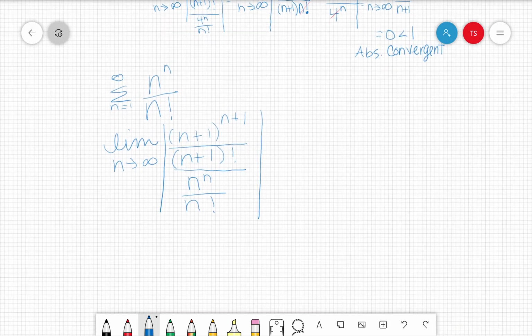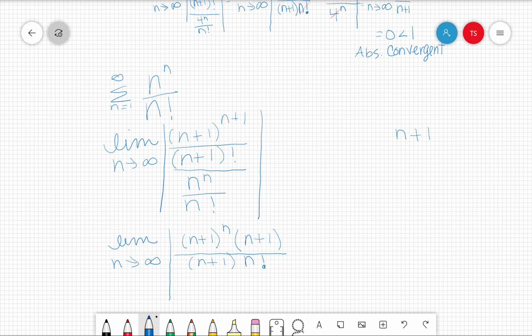And so this will give us the limit as n goes to infinity of (n plus 1) to the n times (n plus 1) over (n plus 1) factorial. And so (n plus 1) factorial, we're simplifying as (n plus 1) times n factorial. Well, let me just, as an aside here, talk about that. (n plus 1) factorial is going to be n plus 1 and then n factorial.